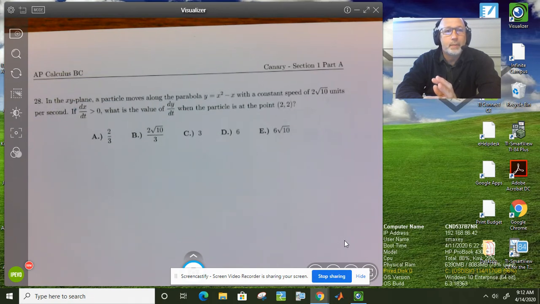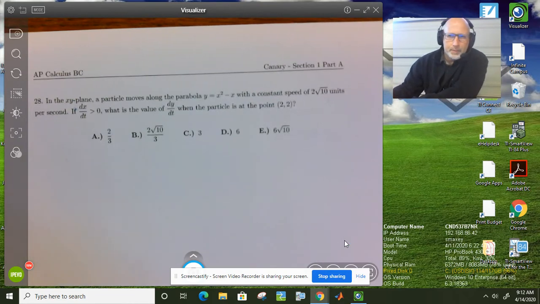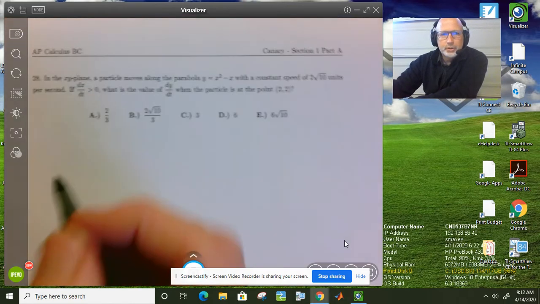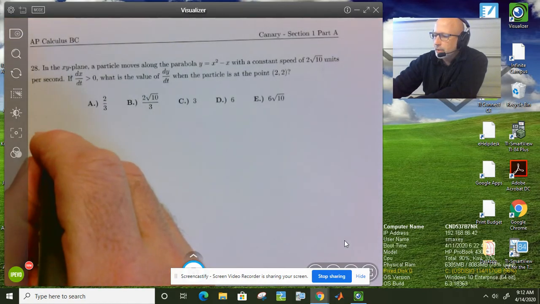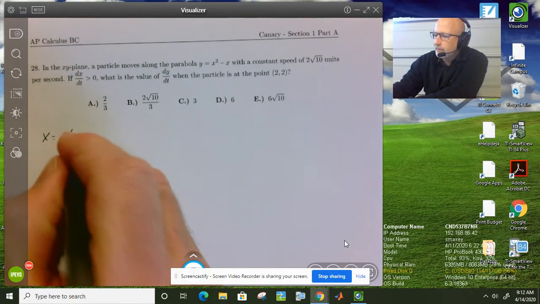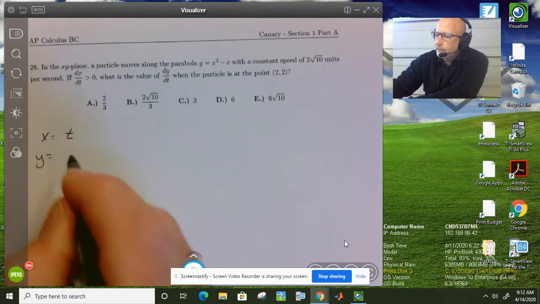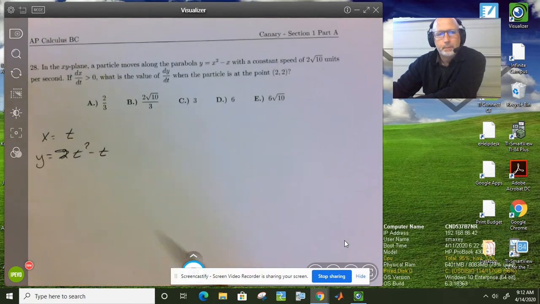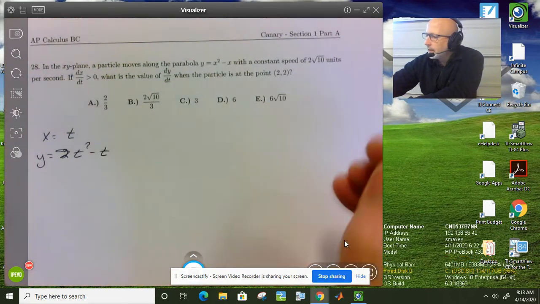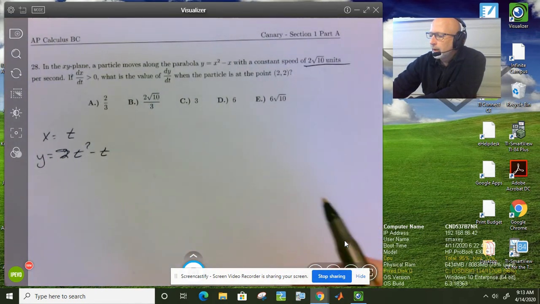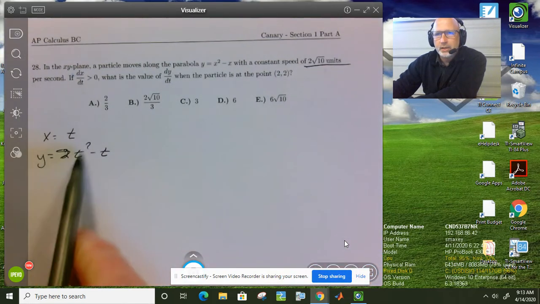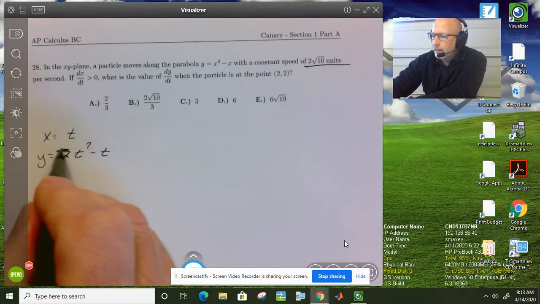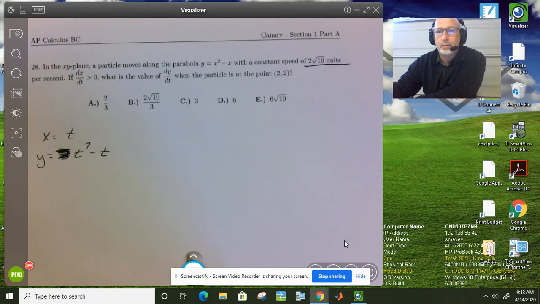So you should definitely notice that this is going to be parametric. There aren't any parametric equations, but I can parameterize it on my own. The trick to parameterize this usually is saying, let x equal t, and then therefore y is equal to t squared minus t. Now, by the way, this parameterization is not unique. You can do this infinitely many different ways.